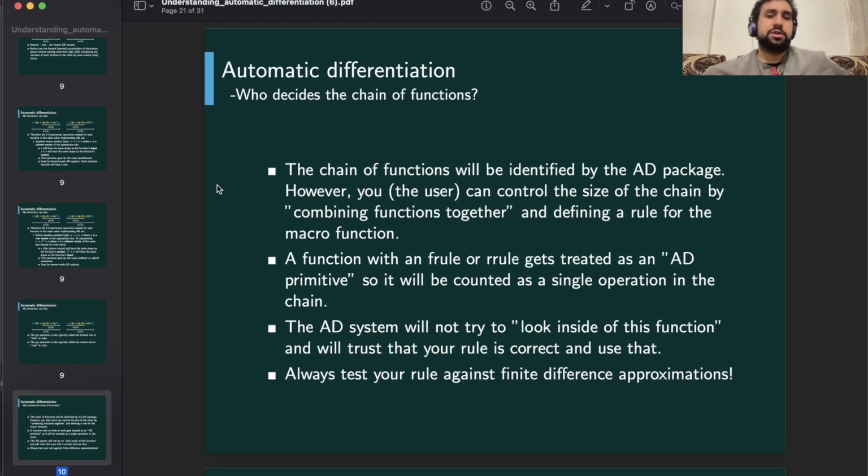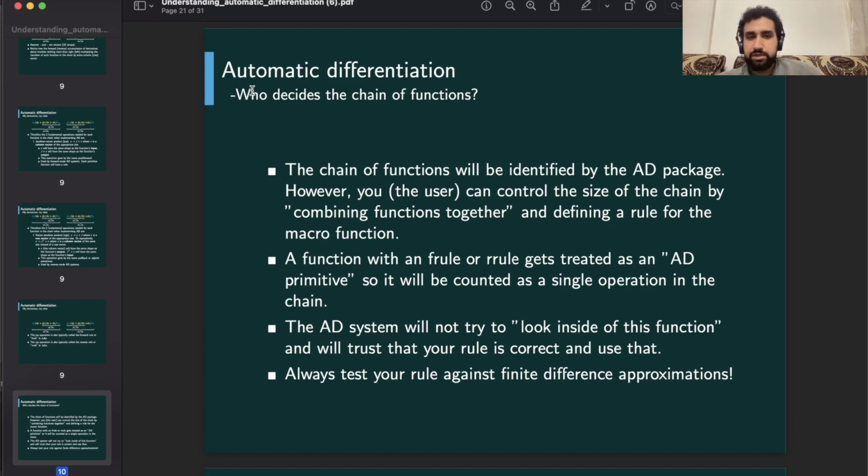So the question is, who decides the chain of functions? We touched upon this a little bit earlier, and basically the thing that decides the chain of functions is your AD package. If the AD package can do one thing and one thing only, it should be able to build this chain of functions for you, and then have a way to traverse it either forward or in reverse. And that's really the main job of the AD package. However, you as the user can also control the size of this chain or the length of this chain.